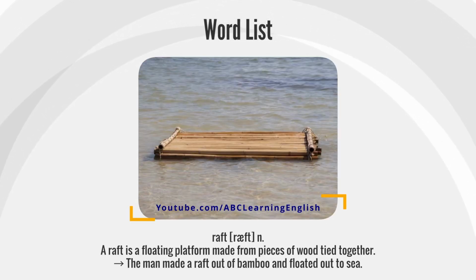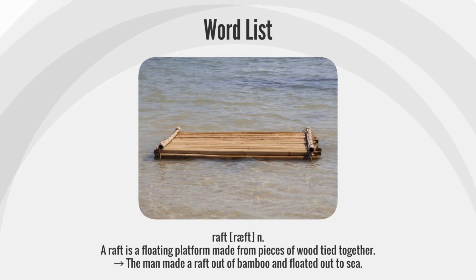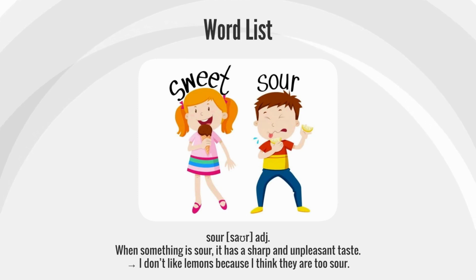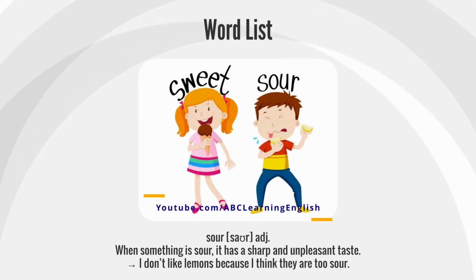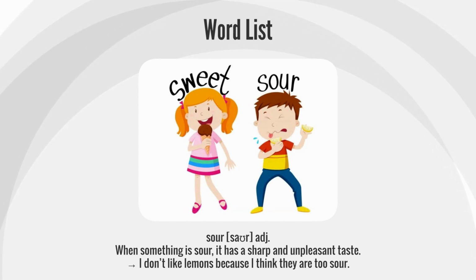Raft. A raft is a floating platform made from pieces of wood tied together. The man made a raft out of bamboo and floated out to sea. Sour. When something is sour, it has a sharp and unpleasant taste. I don't like lemons because I think they are too sour.